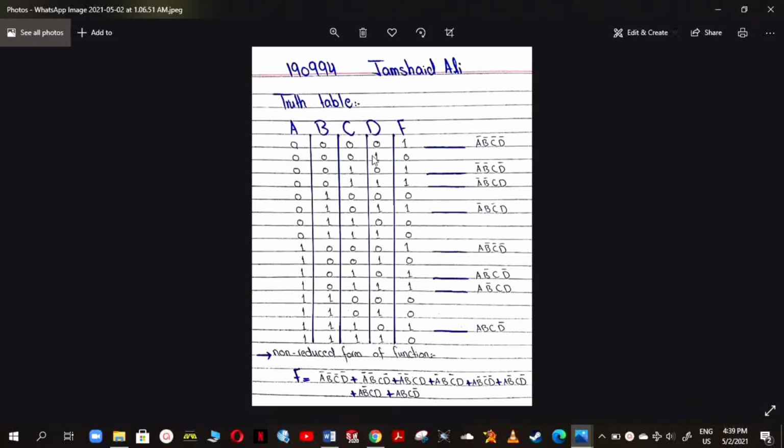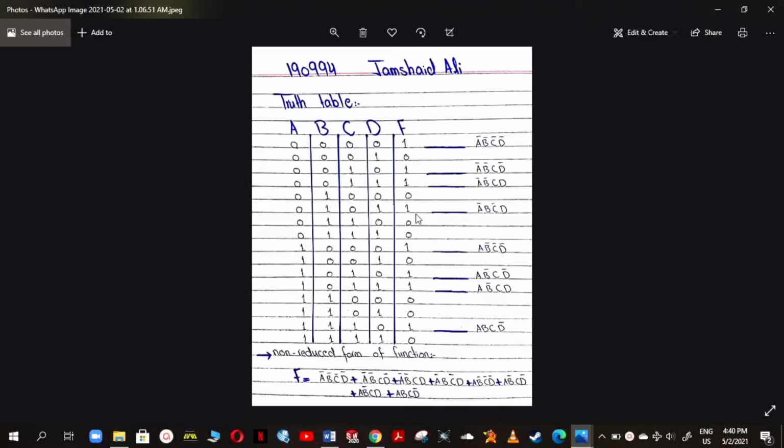Now you can see here all are 0, so we write A complement, B complement, C complement, and D complement. In the other case, only C is 1, so all others are complemented and C is simple: A complement, B complement, C, and D complement. In the third case, only C and D are 1, and A and B are both 0. So I complemented A and B and wrote simply C and D, which are 1.